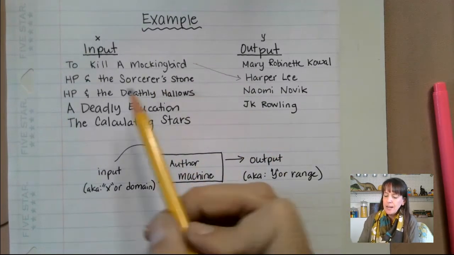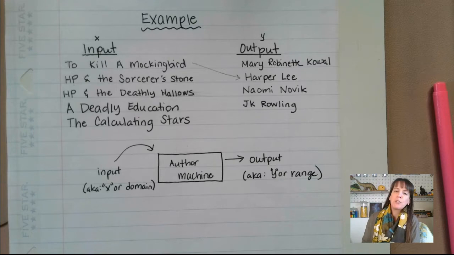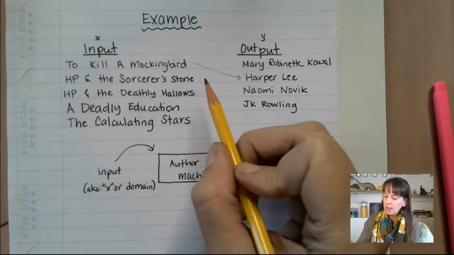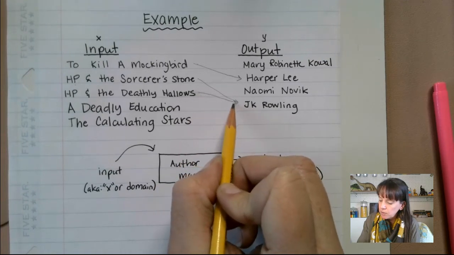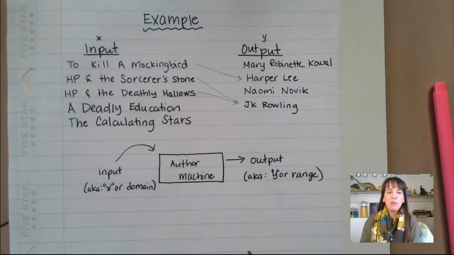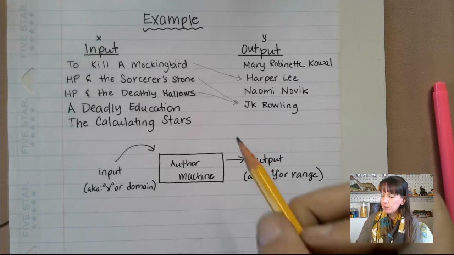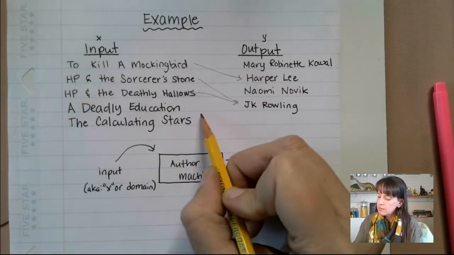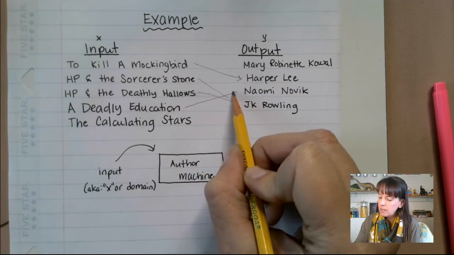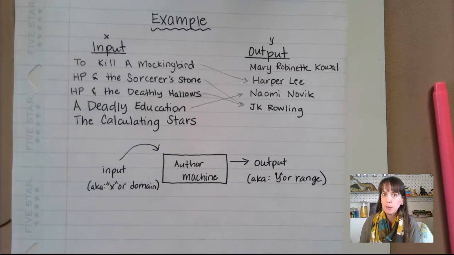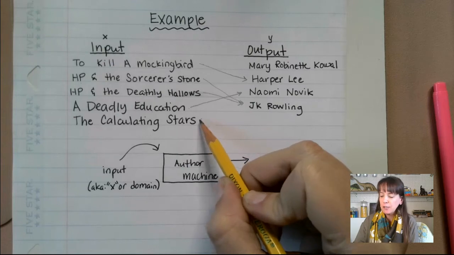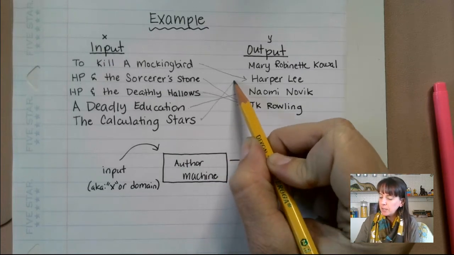To Kill a Mockingbird was written by Harper Lee. Okay, cool. Now we've got Harry Potter and the Sorcerer's Stone and Harry Potter and the Deathly Hallows. Those were both written by J.K. Rowling. All right, cool. A Deadly Education. If you haven't read this, it's like Harry Potter, but with a lot more blood. It's great. A lot of murder. It's fun. Naomi Novik. It's a young adult book, so don't think that it's too terrible. The Calculating Stars. This is a great one. This was written by Mary Robinette Kowal.